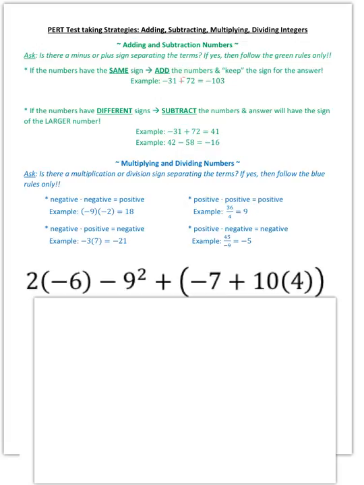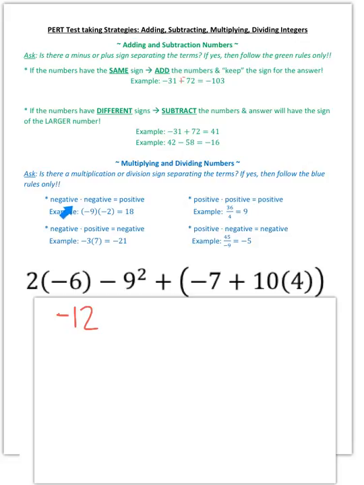Now let's look at the blue rules. The blue rules occur whenever you have multiplication or division separating the terms. So if you look right here, I have positive 2 times a negative 6. And that is going to follow the blue rules. So we have a positive number times a negative number. Right here, here's an example. Positive times negative is going to equal a negative. So when I go to work this problem out, my answer would be a negative number. And I know 2 times 6 is 12, so I know my answer for this one would be negative 12.